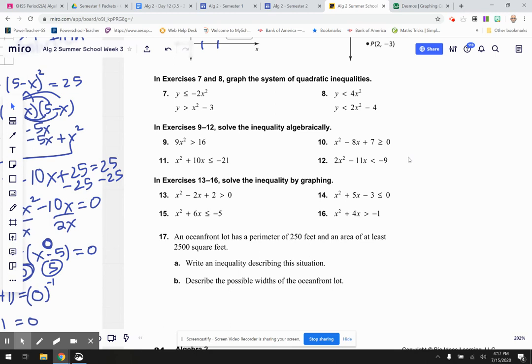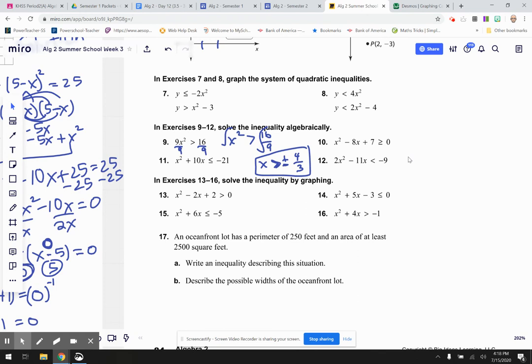So for number 9, I would actually divide 9 on both sides. So you get x squared is greater than 16/9. And then I would square root both sides. So x is greater than plus or minus 4/3. Because the square root of 16 is 4, square root of 9 is 3. So x is greater than positive or negative 4/3.